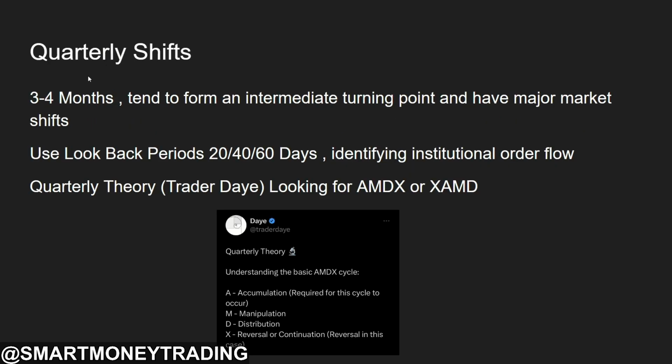And then we have quarterly shifts. With quarterly shifts, there are three types that I view. One is the 3 to 4 month, basically every quarter. We tend to form an intermediate turning point and have a major market shift. We use the look back periods, 20-day, 40-day, 60-day, to identify what the institutional order flow is telling us. And then eventually there's quarterly theory, trader day, and you're looking for accumulation, manipulation, distribution, and then eventually a reversal or continuation, or it can be XAMD.